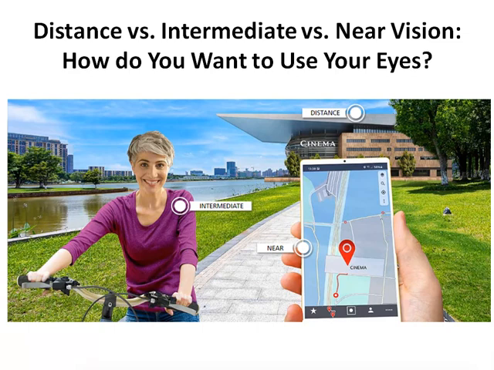Near vision refers to the ability to see objects clearly that are close to the eye. This is where most people focus when they want to read a book, use a mobile phone, sew, apply makeup, or do any other close-up tasks that require attention to fine detail.